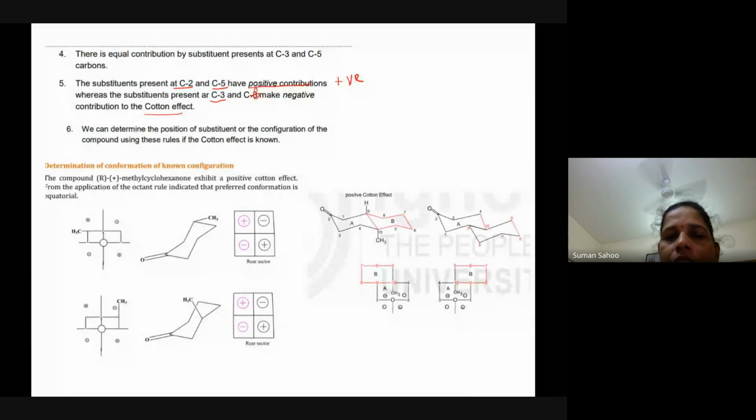So you just see in methyl cyclohexanone, okay, this methyl cyclohexanone can have two enantiomers. If you just see, they are the same, only the configuration is different. They have different configuration but they are just the mirror image of each other. So you are given one methyl cyclohexanone. You do not know which enantiomer you are having. Suppose you get the positive cotton effect. That means your CH3 group is present in the positive quadrant.